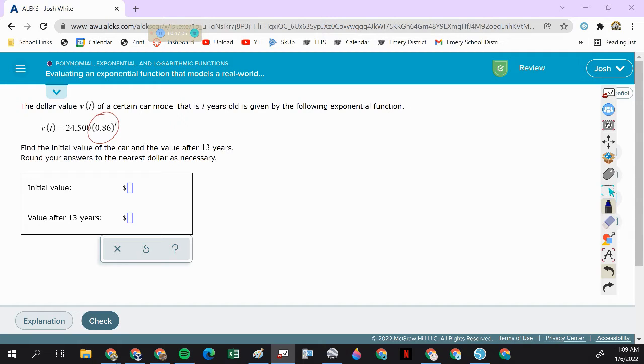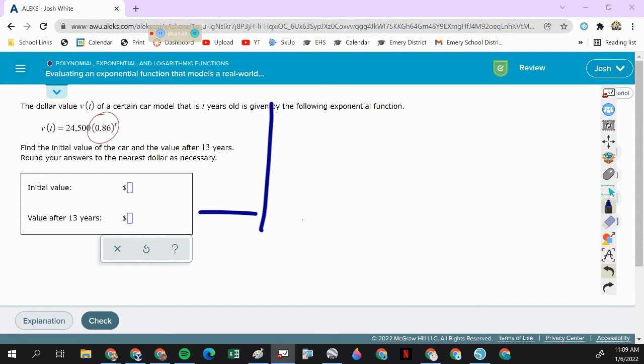86% represents how much of a loss? If we get to keep 86% of the car's value each year, how much of the car's value did we lose? 14%. So every year, we are going to lose more and more of our car's value. Is the amount we lose going to get bigger or smaller? Smaller.